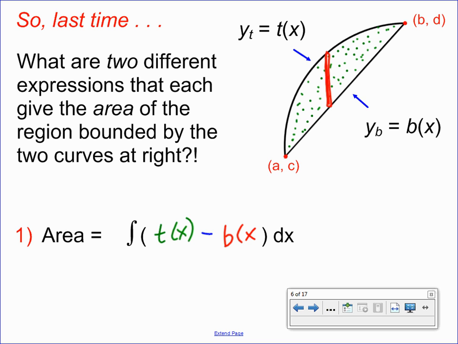The limits on my integral symbol must be x values because we're integrating with respect to x. As I scan from left to right, the leftmost x value in this region would be a, the rightmost x value of the region would be b. And there's our expression for the area. It's a definite integral. Sometimes we can do that exactly; sometimes we have to use our calculator.